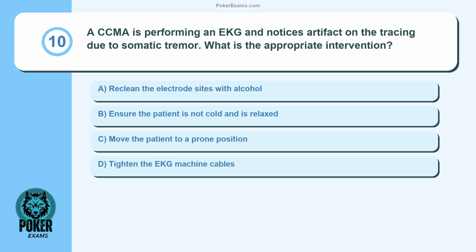Question 10. A CCMA is performing an EKG and notices artifact on the tracing due to somatic tremor. What is the appropriate intervention? Reclean the electrode sites with alcohol. Ensure the patient is not cold and is relaxed. Move the patient to a prone position. Tighten the EKG machine cables.